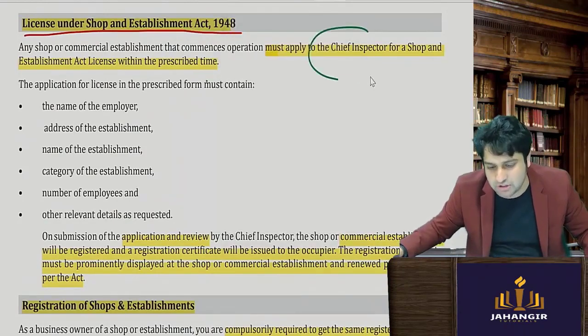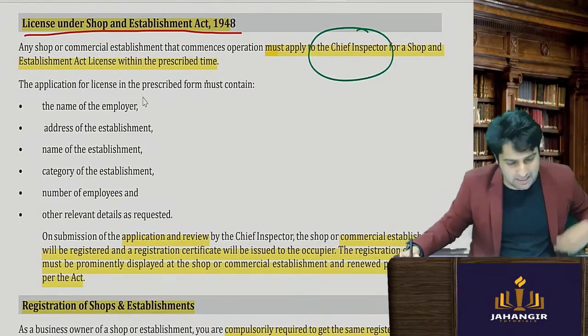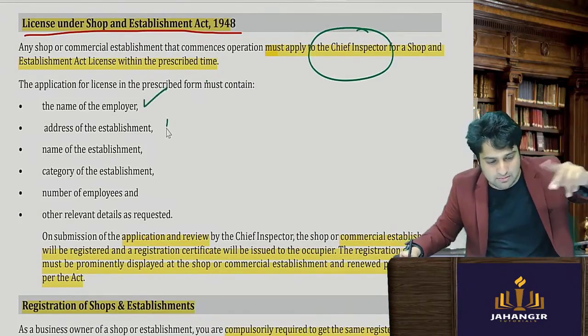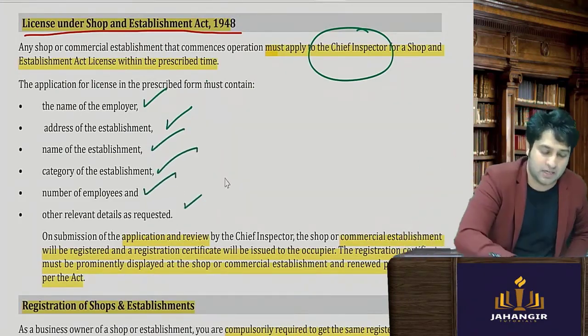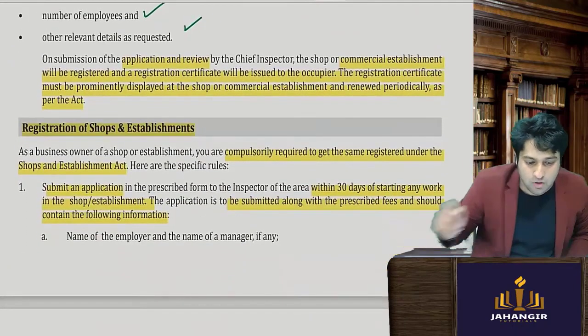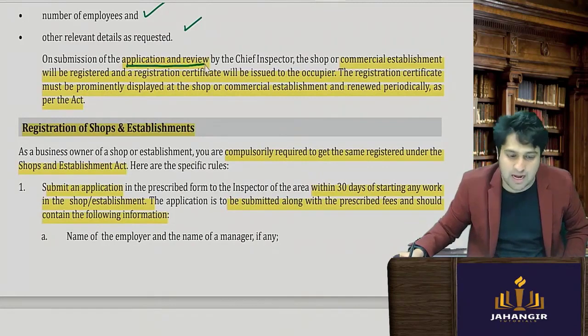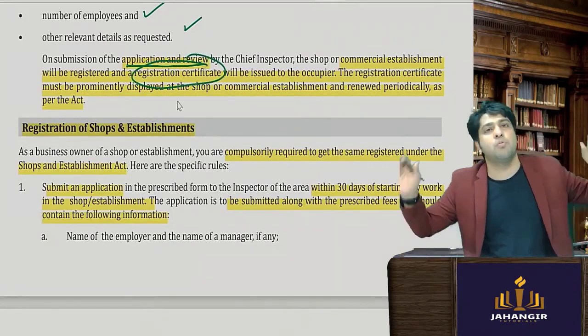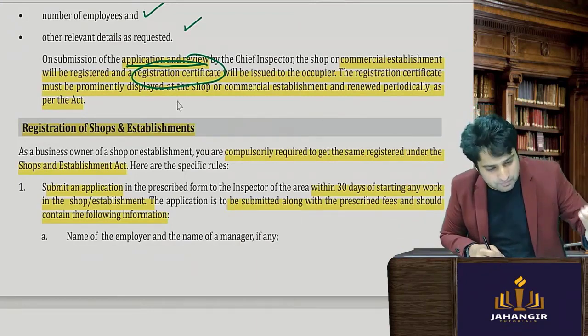So we make an application to the chief inspector of shops and establishment. I tell him I am the employer, this is my place, this is the name, this is the category in which we are there, these many employees I have, and any other information that you want you can ask. Next, on submission of this, the application will be reviewed and then he will give me the certificate. The moment I get a certificate, we will have a party.